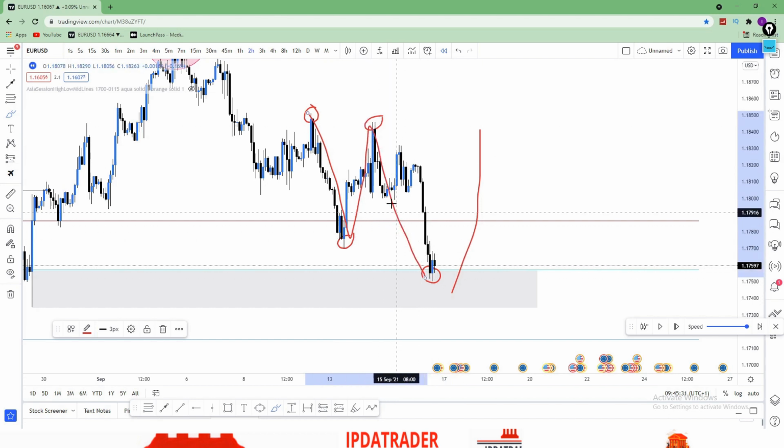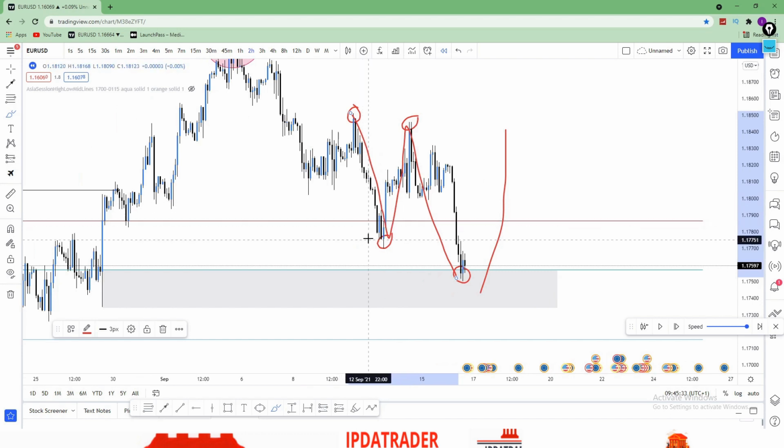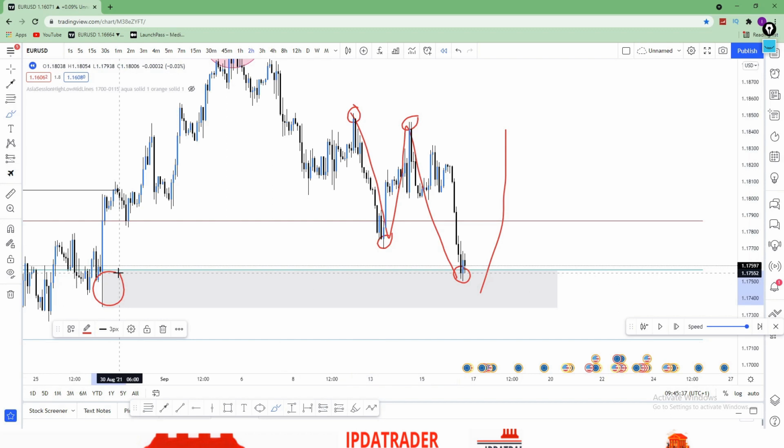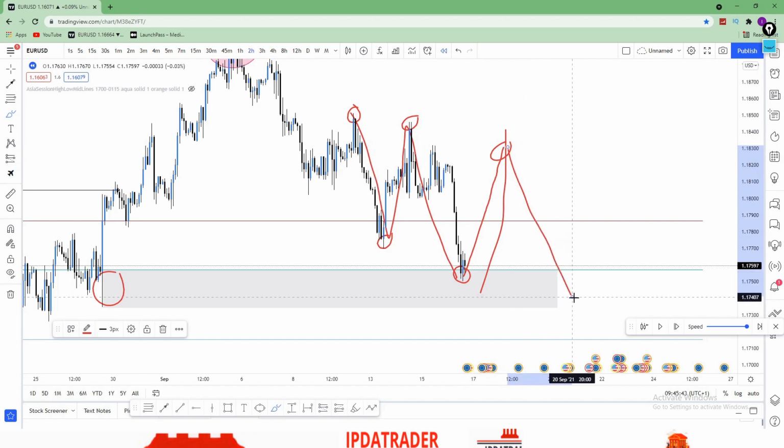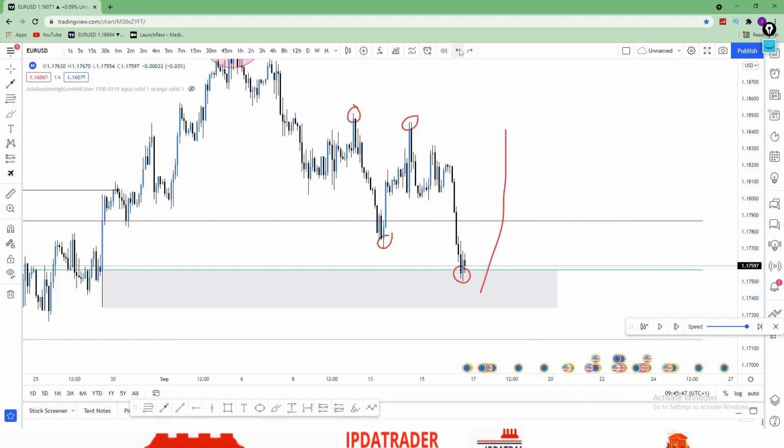So an expectation I could have, right, and this is where you start putting points of interest and structure together, is that we are going to be mitigating this block, which is going to provide us a retracement leg up to then continue lower. This is my bias at this point, right? And where do I want to sell?